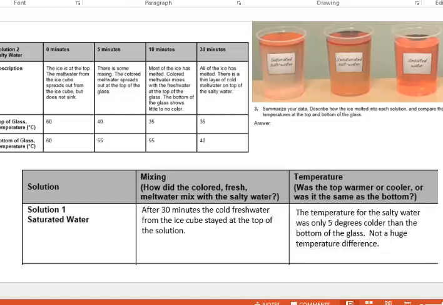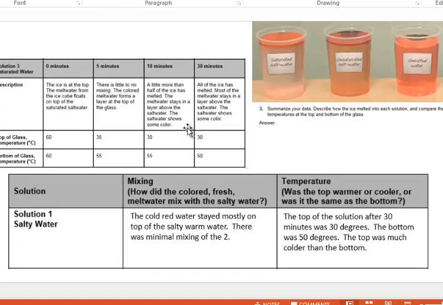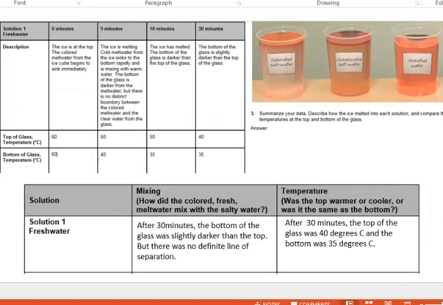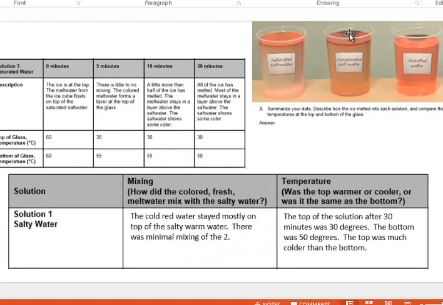All right, so I'm going to switch these slides because we did the saturated water second. So if we go through each of these, we can see that for the fresh water, lots of mixing, not a huge temperature difference between the top and the bottom. The salty water, a little bit of mixing, so that would be this middle one. A little bit of mixing. Most of it stayed at the top.